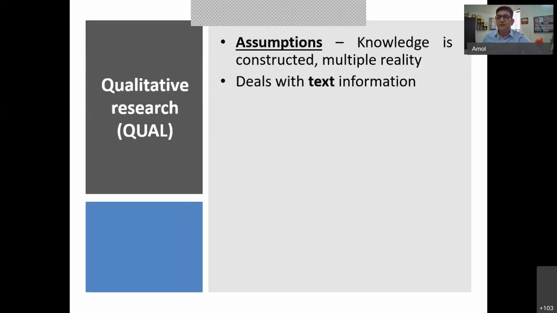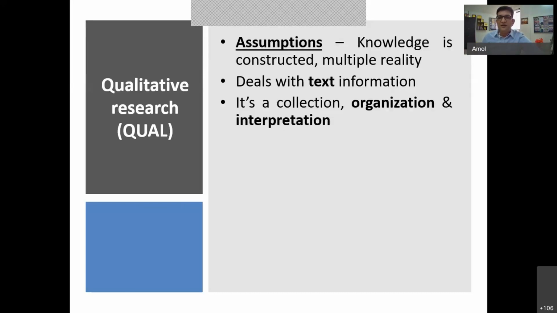It deals with text information, so there is no number collection. However, there are examples. Some qualitative methods do collect numbers, and they need it. I'll be telling you the examples of those methods later. But even though we use some numbers in qualitative research, they are not for any statistical generalization, they just tell the salience of that item in that particular body of text information.